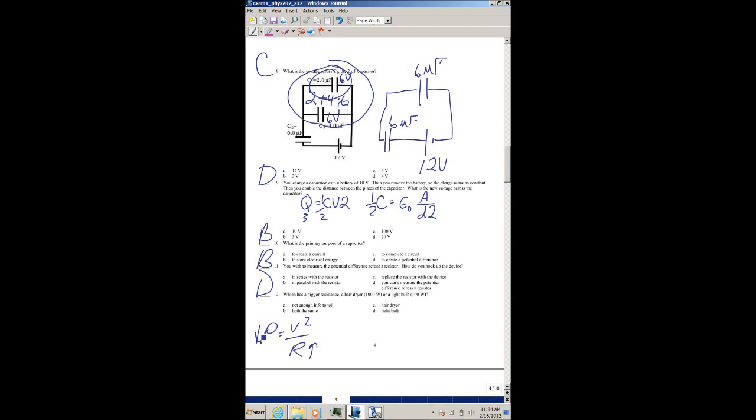A lot of electrons translates to higher power. So a lot of electrons passing through a low resistance will give you a high power device. So I'm looking for the bigger resistance. That's going to be the lower power. Fewer electrons going through a bigger resistance, giving us lower power, less light, less heat, whatever.